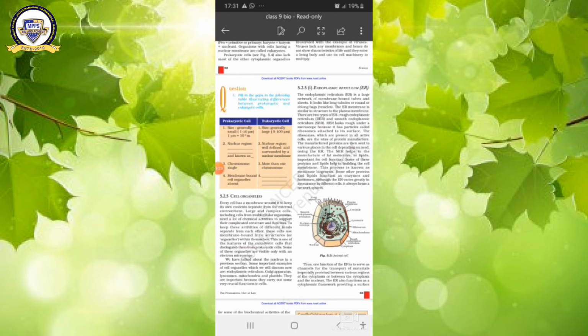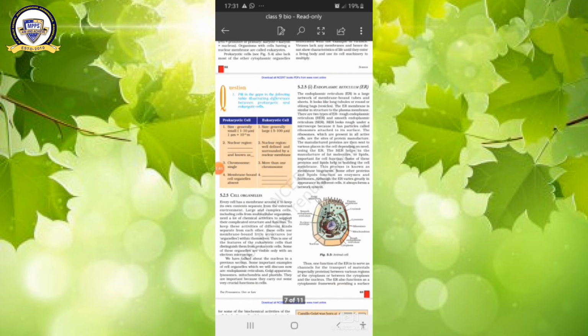Endoplasmic reticulum. The endoplasmic reticulum is a large network of membrane-bound tubes and sheets. It looks like long tubules or round or oblong bags. The endoplasmic reticulum's membrane is similar in structure to the plasma membrane. There are two types of endoplasmic reticulum: rough endoplasmic reticulum, that is the RER, and smooth endoplasmic reticulum, that is the SER.